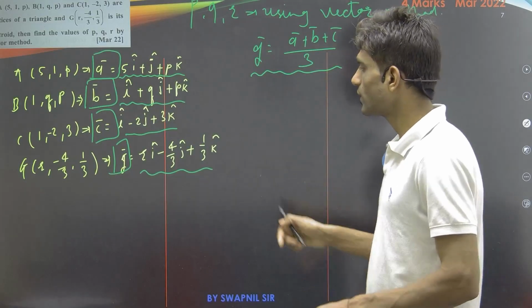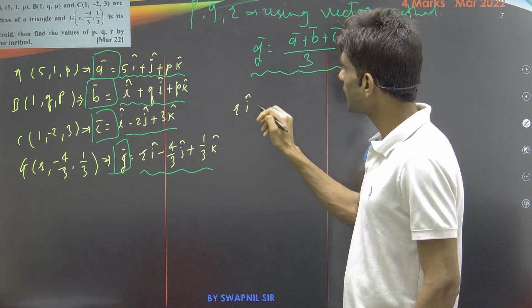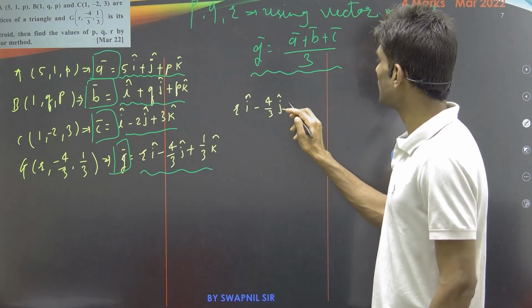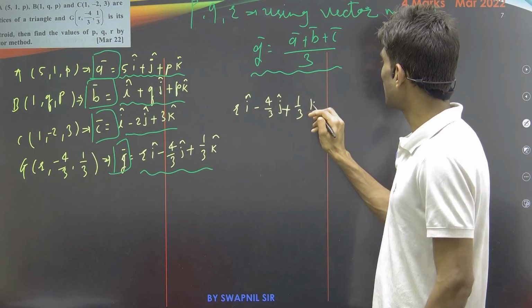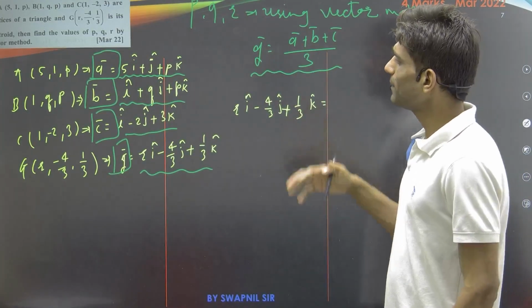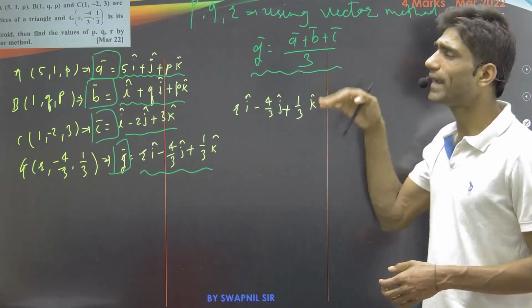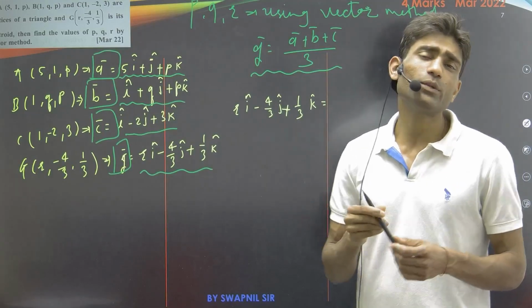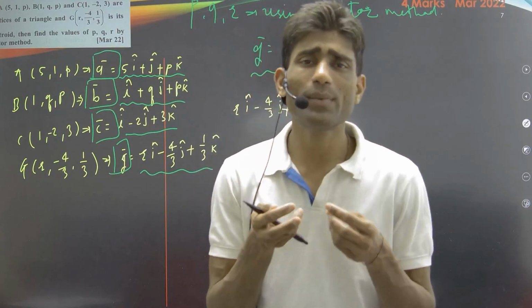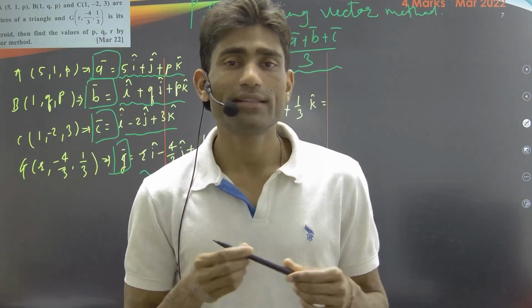G bar is R times i cap minus 4 by 3 times j cap plus 1 by 3 times k cap, equal to A bar plus B bar plus C bar divided by 3. A bar plus B bar plus C bar can be written by directly adding these 3 position vectors. For addition of position vectors, we always remember that we add the corresponding elements of the vectors.